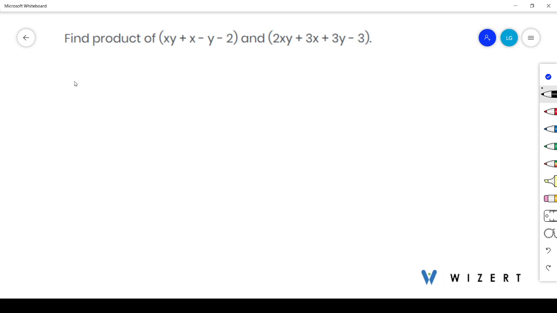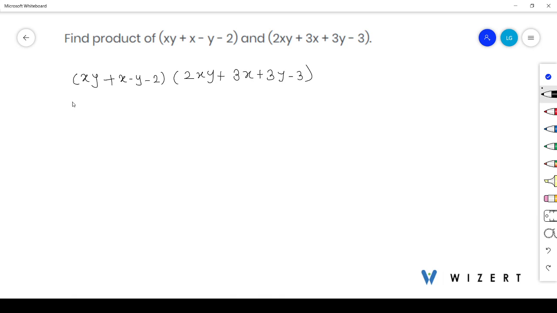Our question is, find the product of xy plus x minus y minus 2 and 2xy plus 3x plus 3y minus 3. We have to find the product of xy plus x minus y minus 2 and 2xy plus 3x plus 3y minus 3.